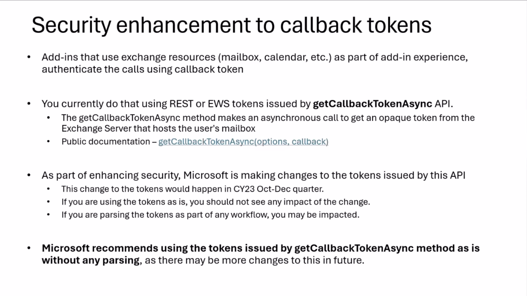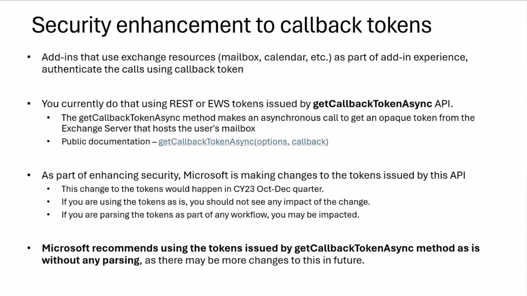So if you're using add-ins that use any of the Exchange resources, things like, let's say, mailbox or calendar, as part of your add-in experience, you usually use callback tokens to authenticate your calls to access these Exchange resources. You usually get these REST or EWS tokens via the getCallbackTokenAsync API. And this method returns an opaque token that you can use to call back to the Exchange servers to get access to the user's mailbox. I've just linked the public documentation if you're not aware of it.